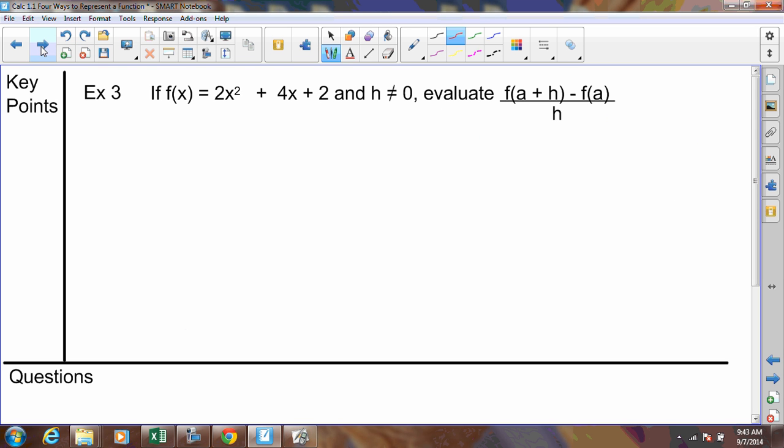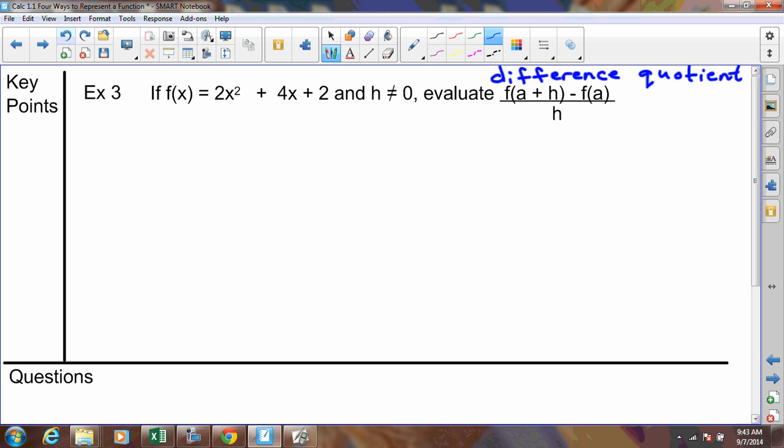If f of x equals 2x squared plus 4x plus 2, and h is not equal to 0, evaluate f of a plus h, subtract f of a all over h. This is something that should look very, very familiar for students who have taken pre-calculus. You probably remember it by its name. This is called the difference quotient.